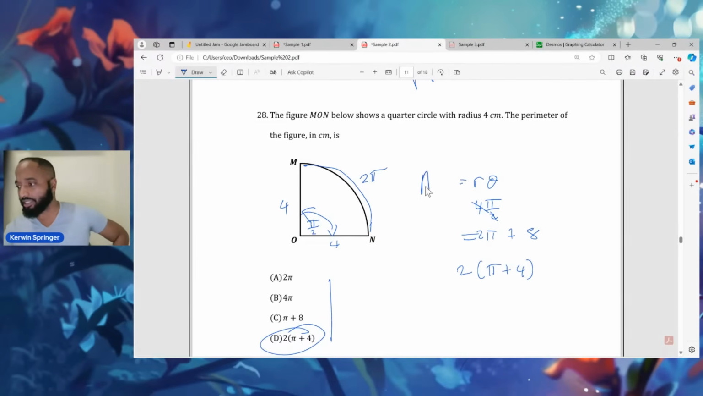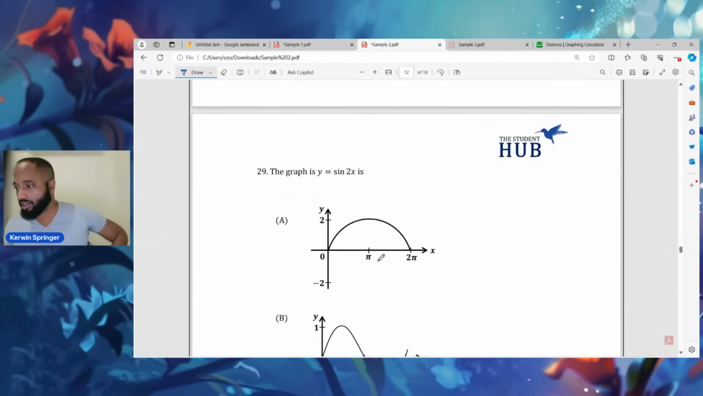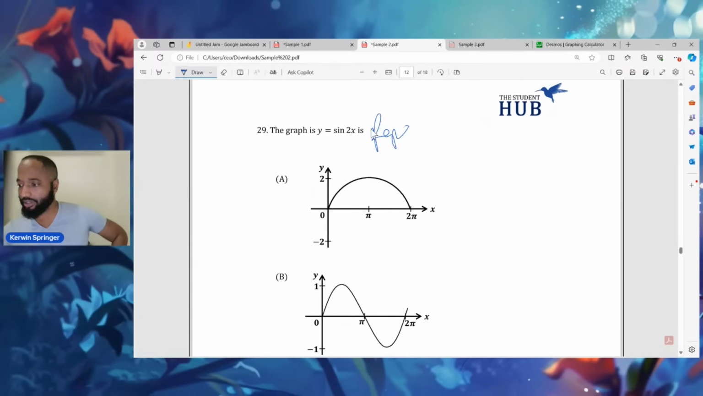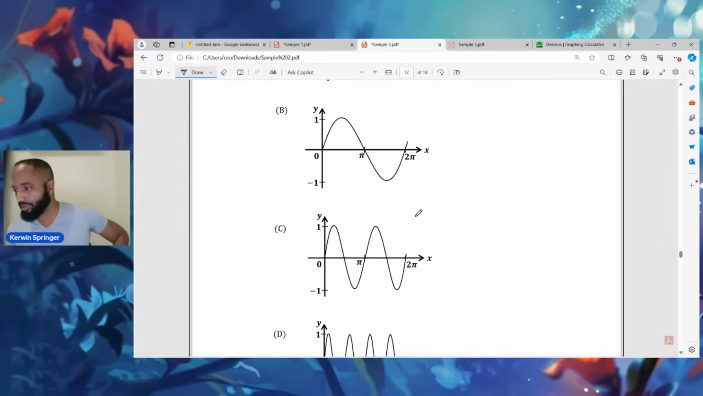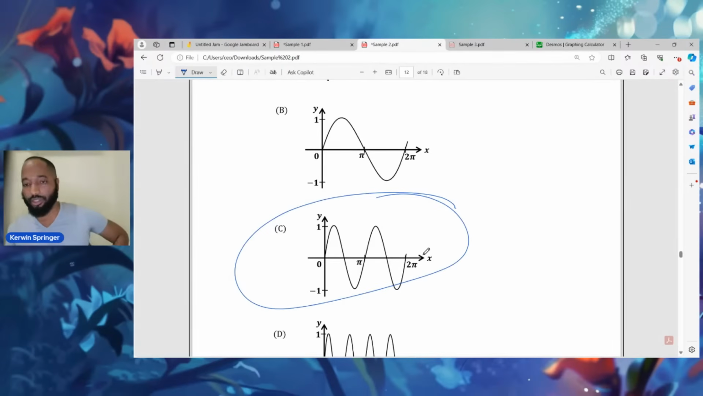This is the arc length. So 2 pi and you add the 4 and the 4. Again, this will double up, or they bring it in a different way, but it's C. It doubles up like this. I showed you this on Desmos, so I remember I showed you the graph.